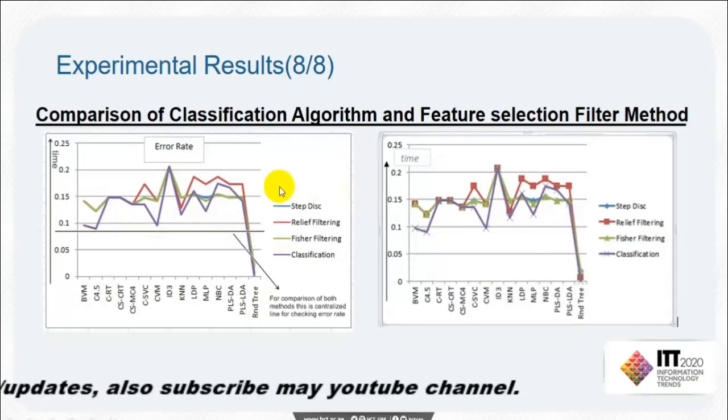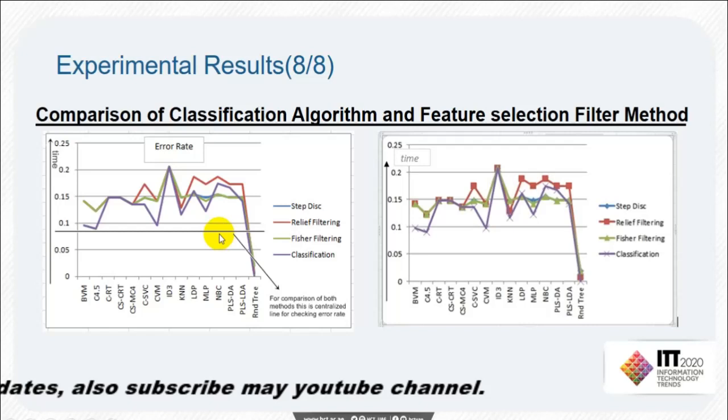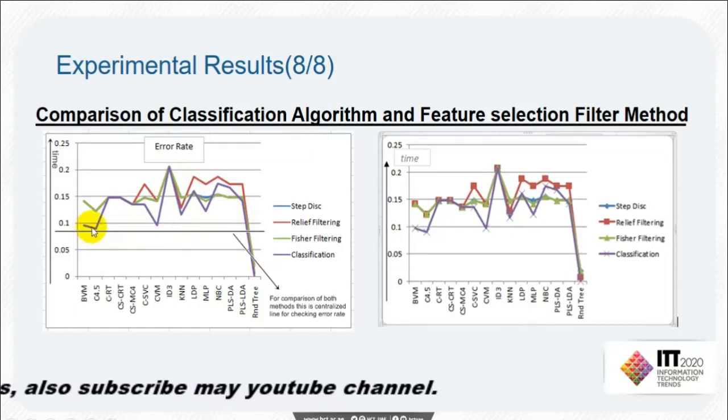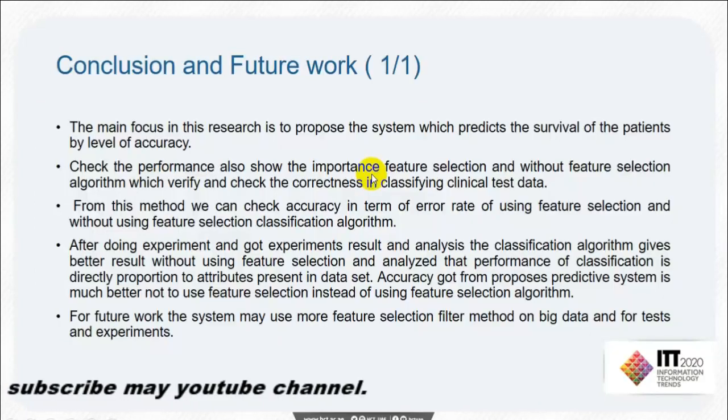Now in this I have selected a threshold value for the comparison. From this we can see the purple color shows the classification value, and if the value comes closer to 0, it shows the correctness of the result in respect of error rate.